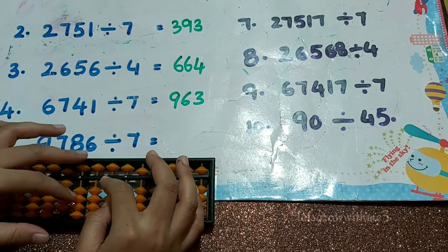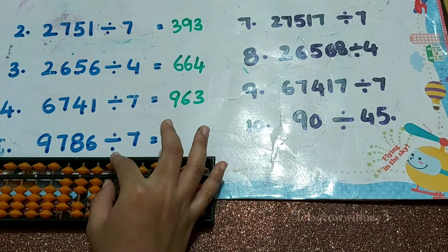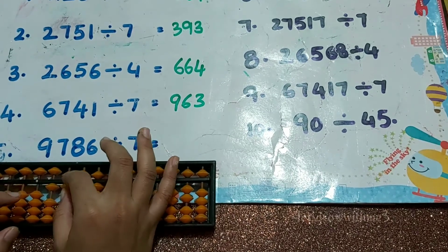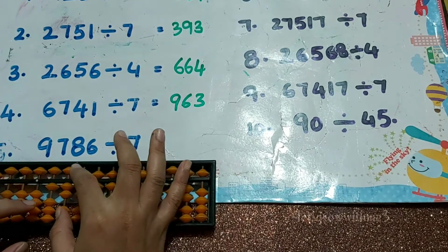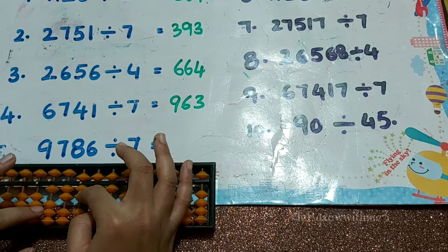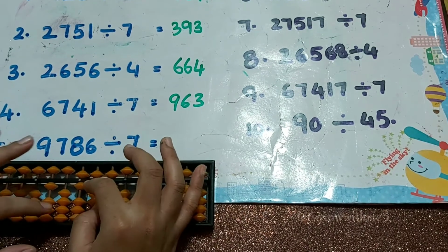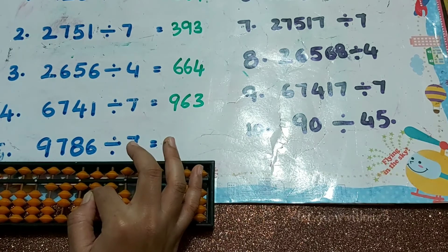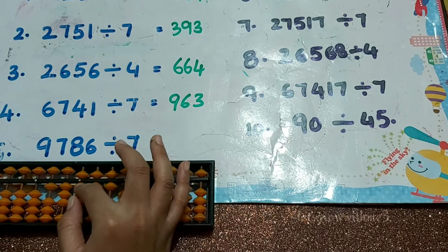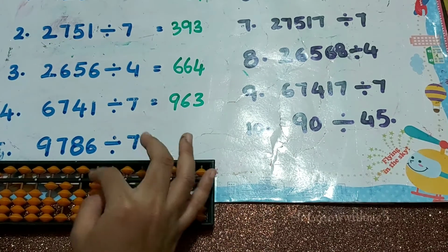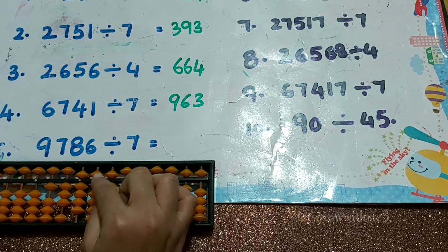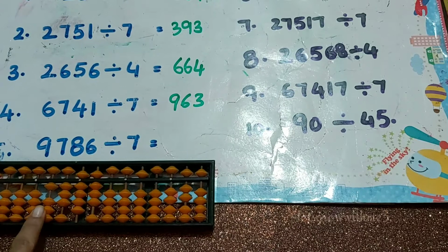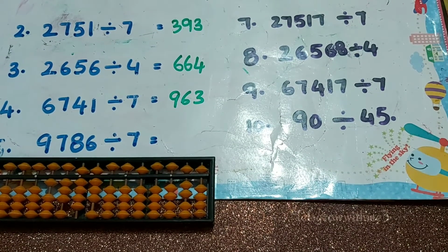Next one, 9786. Here my divisor is less compared to the dividend, so I can take a single digit. I can divide 9 by 7, so one time, and I must subtract 7 from 9. So the next dividend is 27, so 3 times, but I can't put 3 here. First I will subtract 21 from here, then I'll keep my quotient 3 here. Again the next dividend is 66. Again I can't keep the quotient here, so I have to subtract first, then I can put. So I'm subtracting 63 from 66. Now I can keep 9 here, and next one is 56. So I'm subtracting 56 first, then I'm keeping 8.